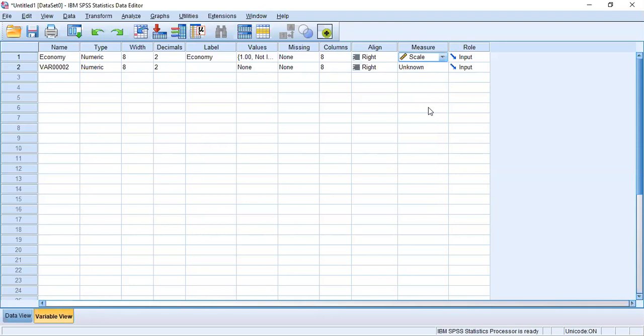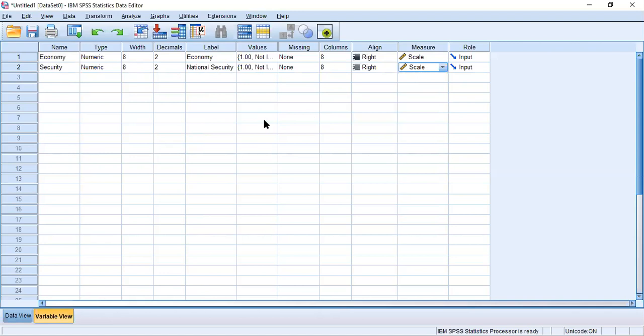Similarly, how these people have rated the other variable, that is national security. I'm naming it security rather than national security, and here in label I'll write national security. Then we give the values for the label. I simply copy it from here and paste it here. Measure again happens to be scale.